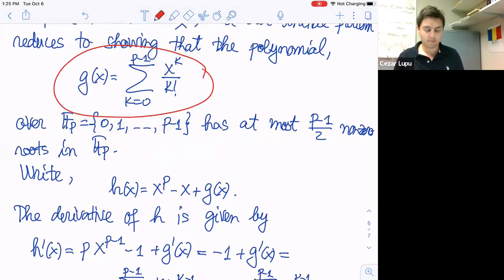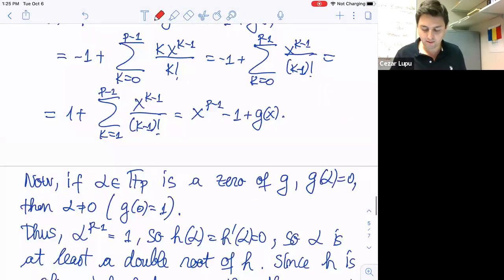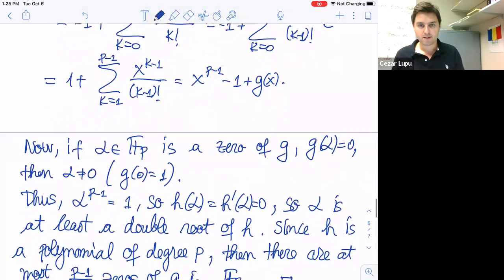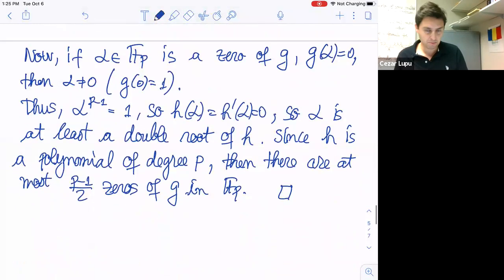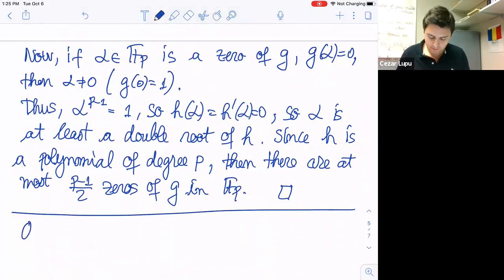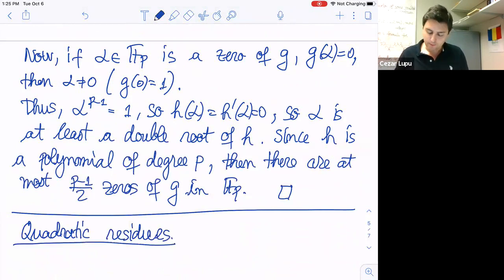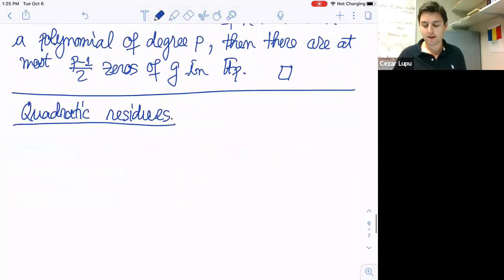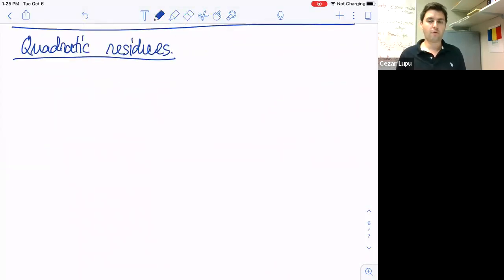Now, since I have some time, I would like to talk about quadratic residues. I know I'm going very fast, but this will be recorded and you can watch this afterwards and ask questions if you want. Now I would like to talk about quadratic residues. Those of you who haven't taken a number theory course so far will find this something new.